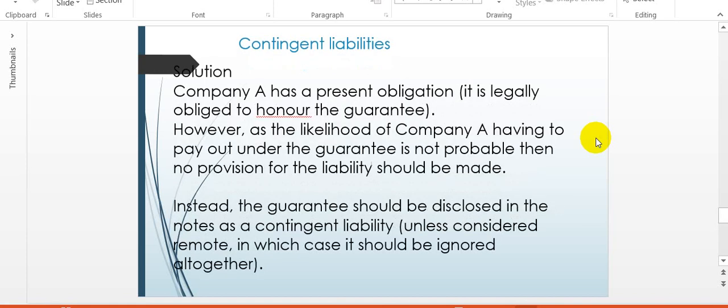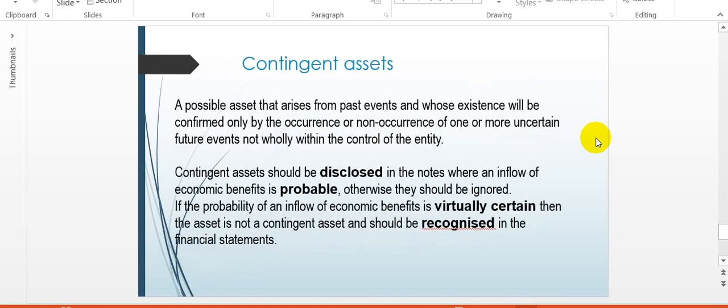Any questions so far on contingent liabilities before we move to contingent assets? Okay, we proceed to the last segment of IAS 37, which is the contingent assets.